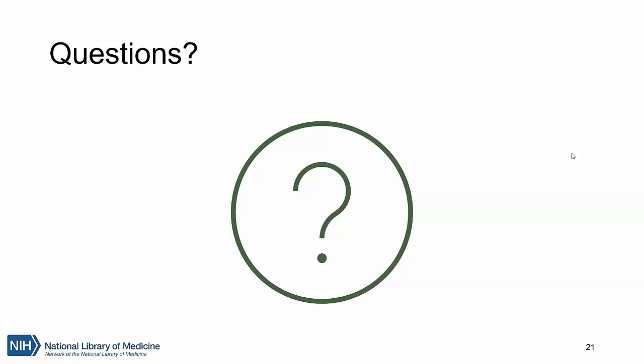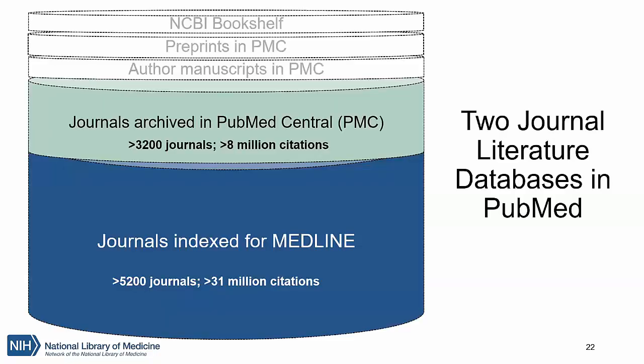All right. So now let's focus on the journal content that comes to PubMed from Medline and PubMed Central, PMC. All of the selection criteria and processes described up to this point apply to journals selected for both Medline and PMC. Medline is the largest component of PubMed. It currently contains more than 31 million citations from more than 5,200 journals published worldwide. PMC full-text journals, which number over 3,200, account for more than 8 million citations in PubMed.